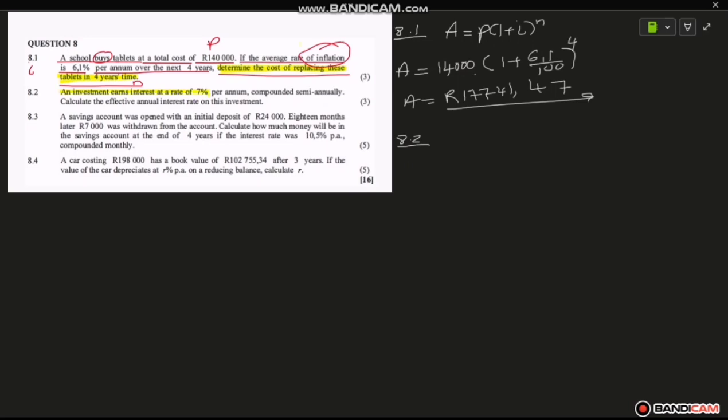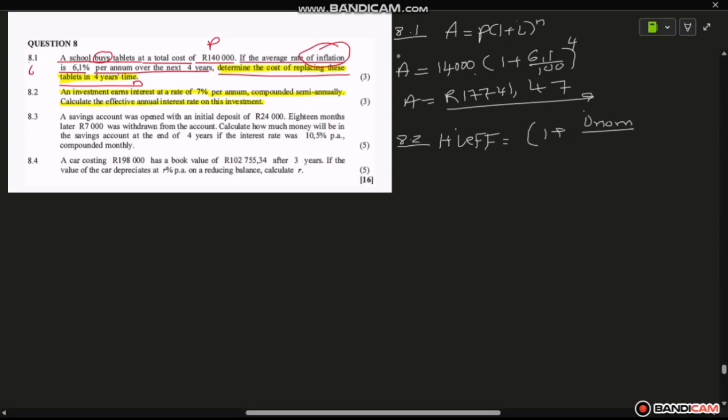So an investment earns interest at a rate of 7% per annum, compounded semi-annually. That's 2, right? Calculate the effective interest rate of this investment. So we know that we use the nominal and effective annual rate formula. So they want us to calculate the effective, meaning that the percentage that they've given us in our statement is what? Is the I nominal, or it is the nominal interest rate. Let me just fix this in I nominal.